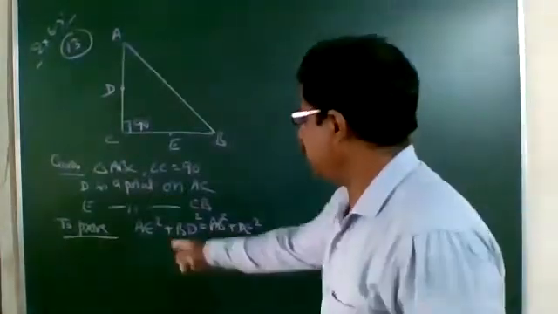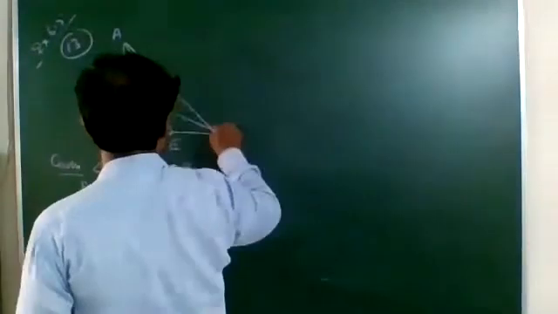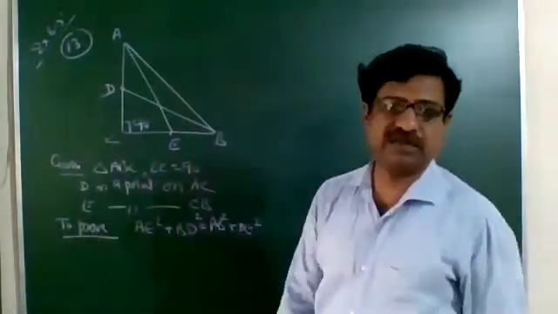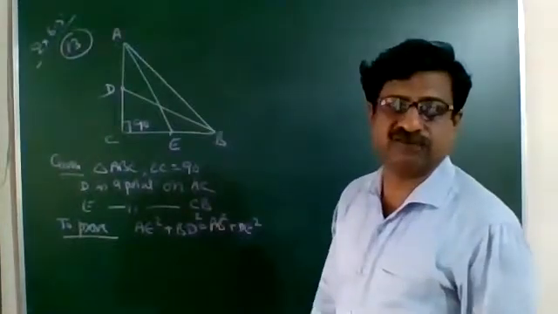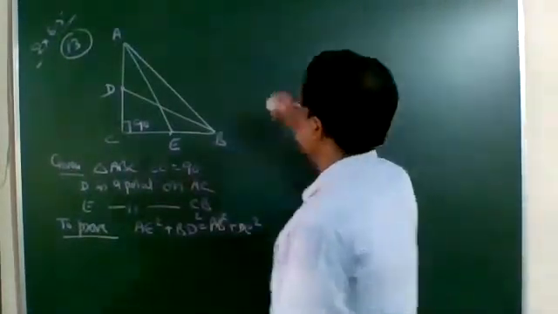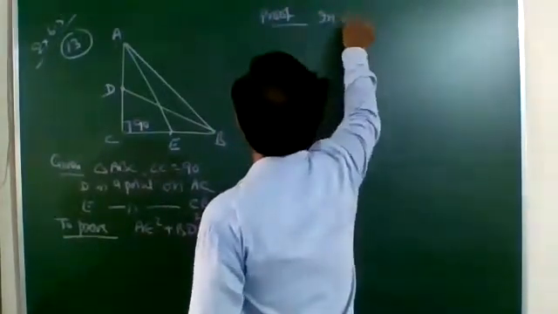Now, we require AE square, so we join the diagonals AE and BD. Since we require AE, we choose a triangle in which A comes. That is triangle ACE.